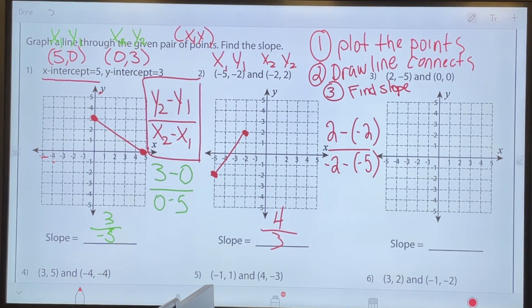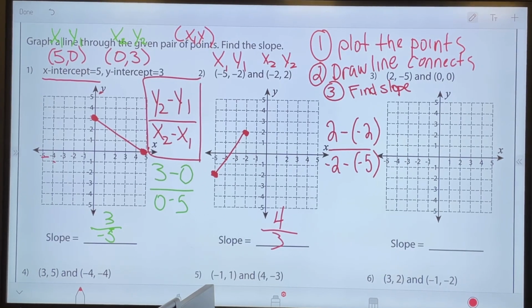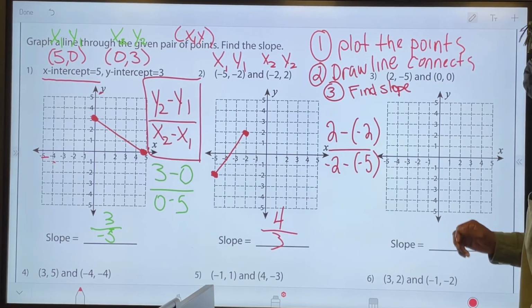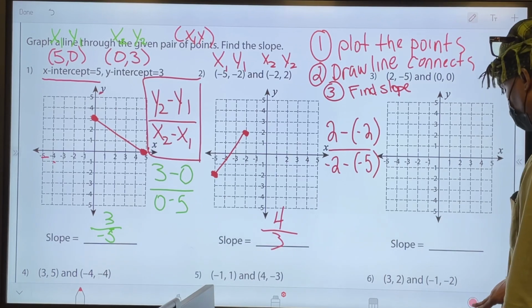Sliding. Any questions so far? Should we start doing it? Talk to me. Number 3. So the first x is 2, and then the first y is negative 5. Very good. The second x is 0, and the second y is 0. So what should this equation look like?